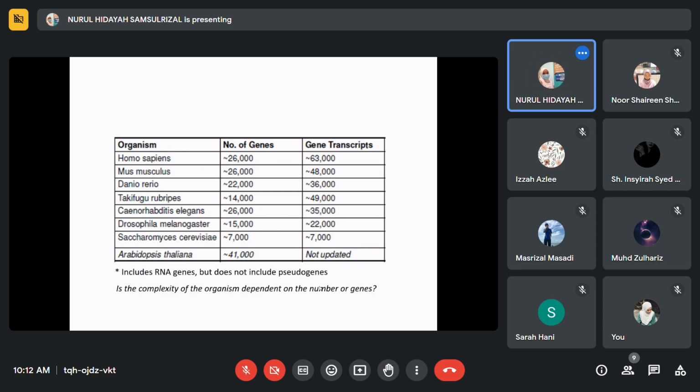This is because they have the event that we call a splice event. This includes the RNA genes but does not include the pseudogenes. So we can see that when the organism is more complex, the number of transcripts gets larger. If you look at S. cerevisiae, the number of genes is 7,000 and the number of transcripts is also 7,000. Even though the density of genes in the genome is very full, the number of transcripts remains the same compared to other organisms. In eukaryotes, we can see the number of genes increases.